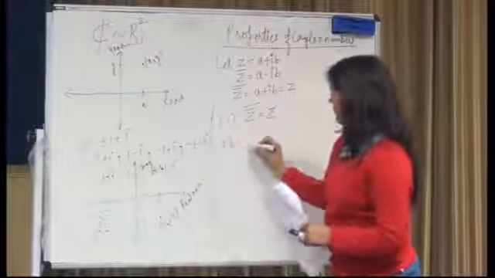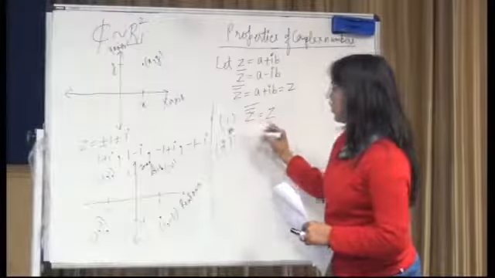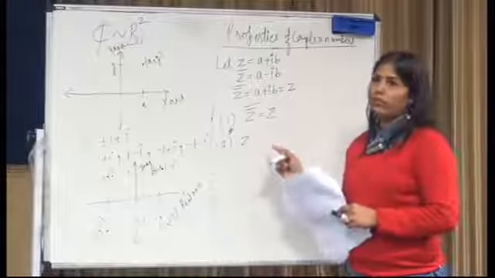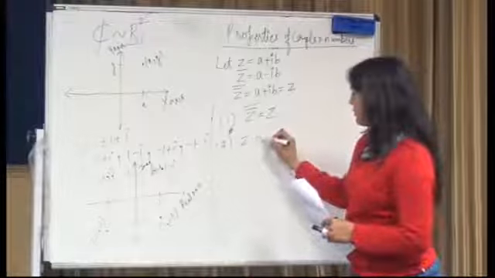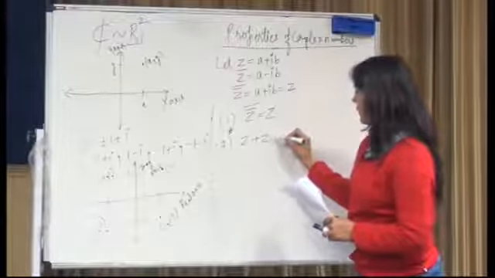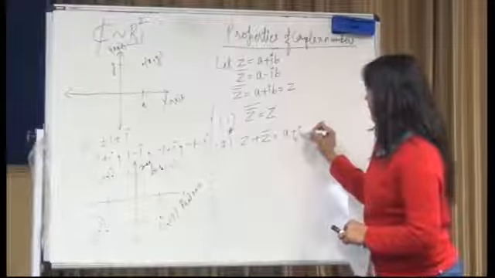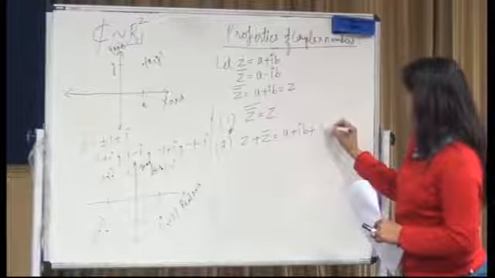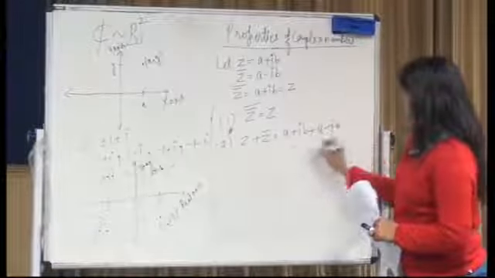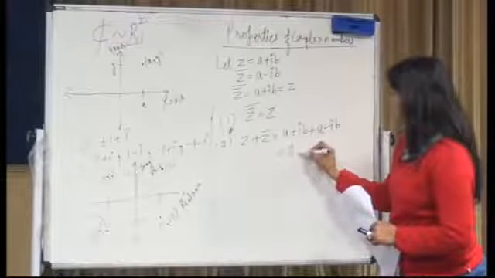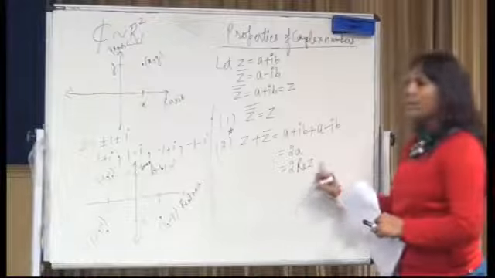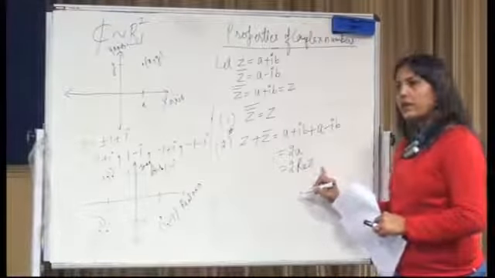The second property is star one, which you use a lot in solving problems. So z plus z bar: a plus iota b plus a minus iota b. What are you getting? 2a. It means this is twice the real part of z.